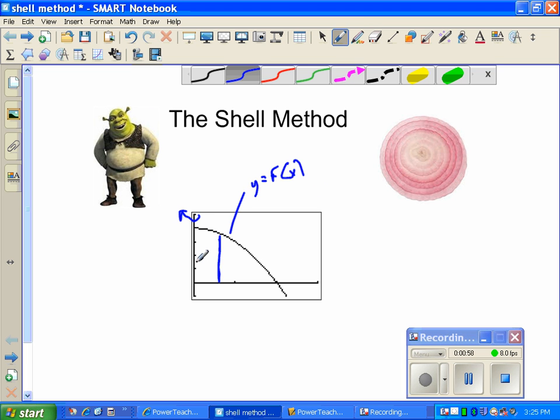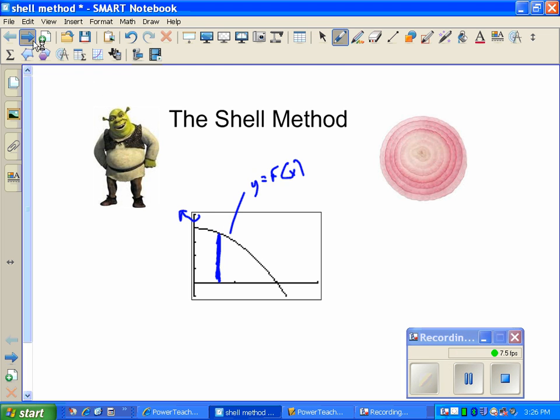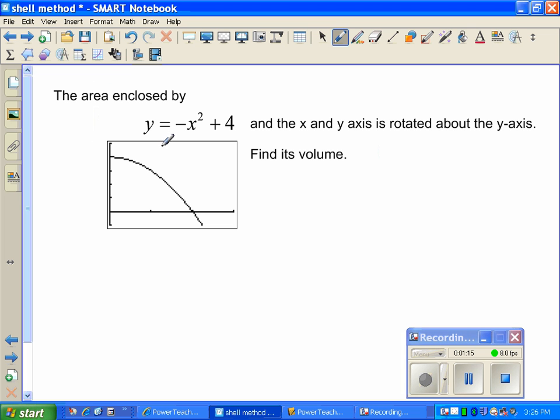We could, I suppose, try to solve this, make it x as a function of y, and put my slice that way, but that's a lot of work, and it's more than we really need to do at this particular moment. So we'll use a different method called the shell method. Okay? So here's what we're going to try to do. We're going to take this function, y equals negative x squared plus 4, the area enclosed by it, the y-axis and the x-axis, and we're going to rotate it about the y-axis.